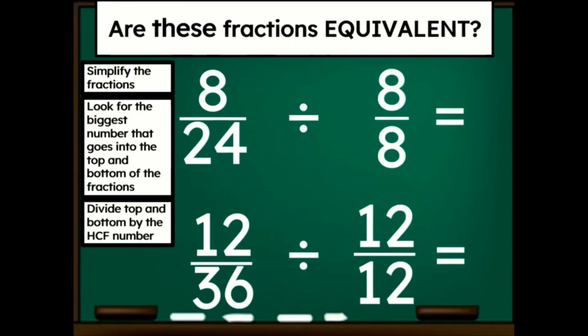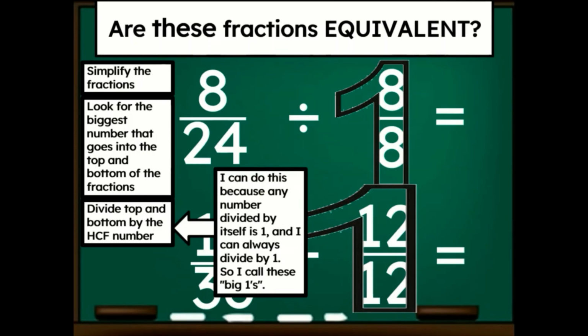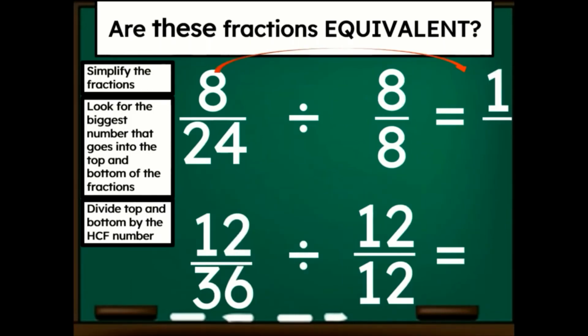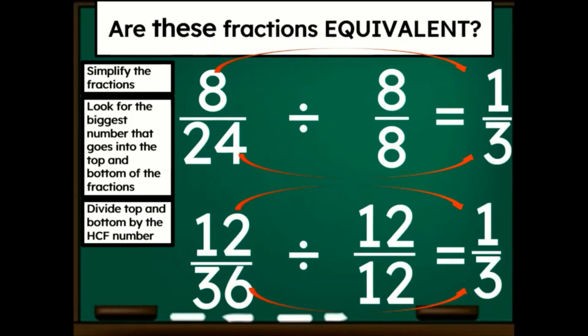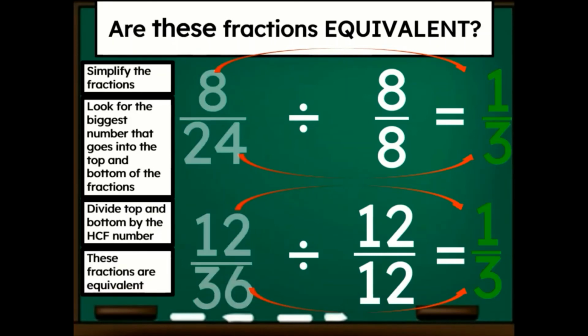So both 8 and 24 can be divided by 8, both 12 and 36 can be divided by 12. So if I divide top and bottom, well, dividing by 8 over 8 is the same as 1, because 8 over 8 is 1. So I can do this without changing the number. So 8 divided by 8 is 1, 24 divided by 8 is 3, 12 divided by 12 is 1, 36 divided by 12 is 3. Both of these are the same, so these fractions are equivalent.